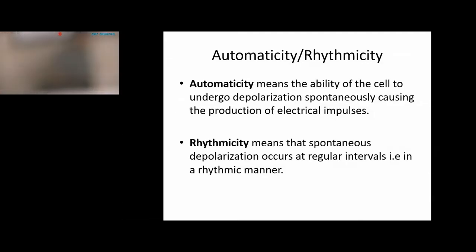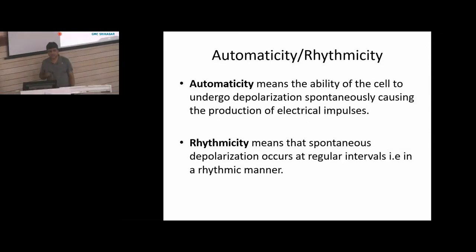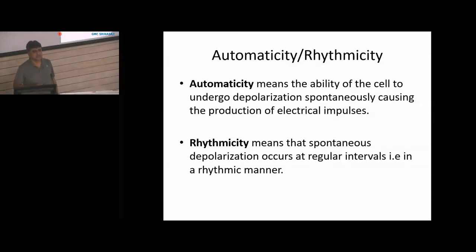So heart muscle has this intrinsic property of self-excitability, meaning it doesn't require any external impulse to generate its own action potential. That's a special property of heart muscle cells called automaticity, and this impulse is not only self-generated, but it is generated at regular intervals of time, and that is what we call rhythmicity.